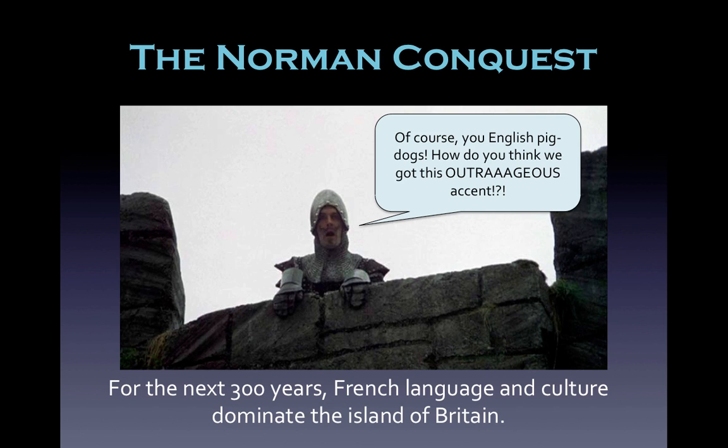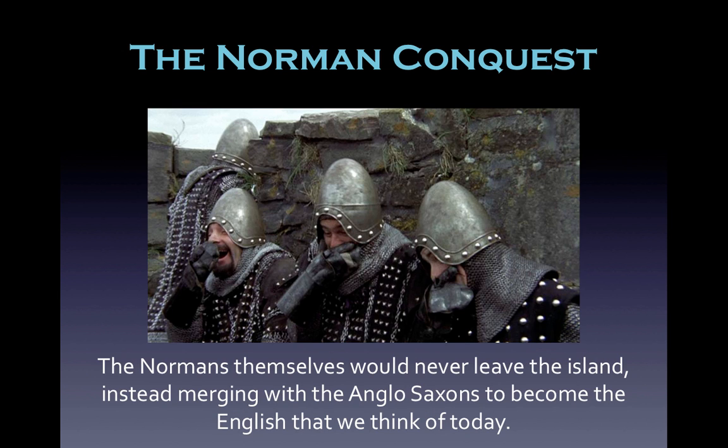With the ascendancy of William to the throne, French culture and the French language would dominate the island of Britannia for the next 300 years. In fact, the Normans would never leave the island, instead merging with the Anglo-Saxons to become the English that we think of today.